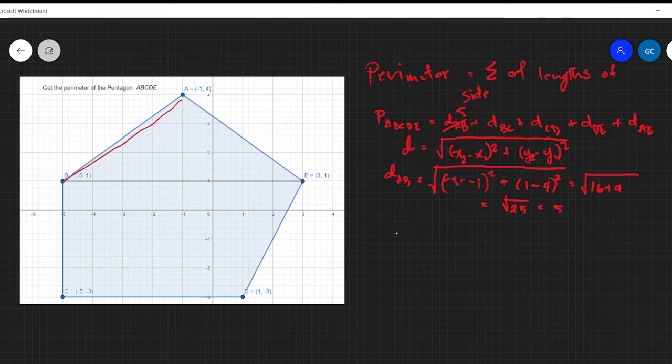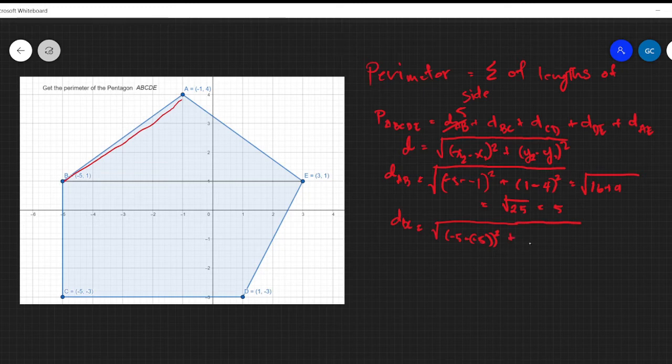Okay. Next, let's compute for BC. For BC, that will be equal to our x's. So we have here negative 5 minus negative 5. That will be 0.